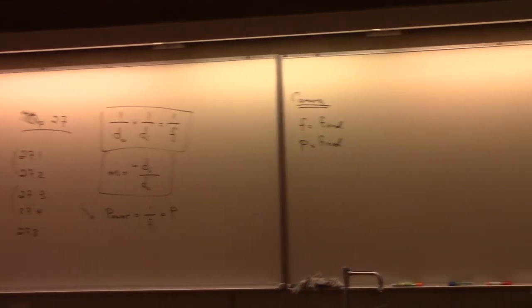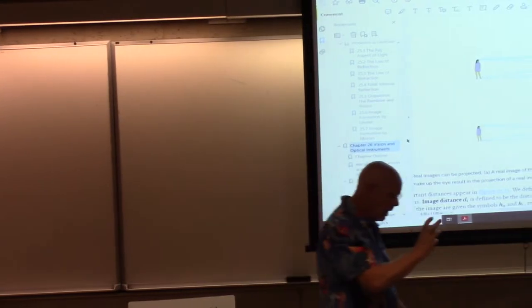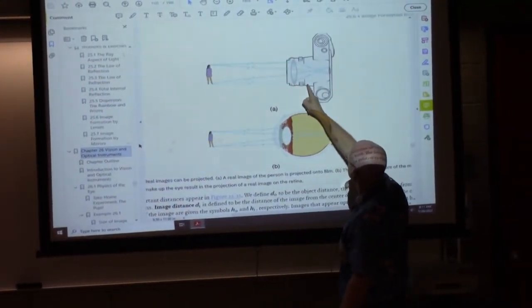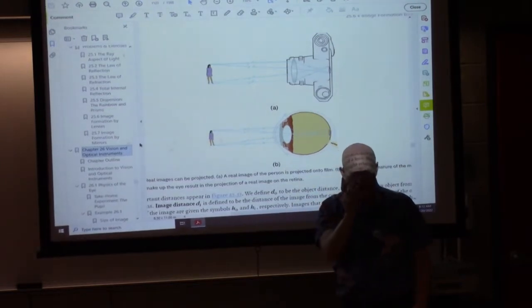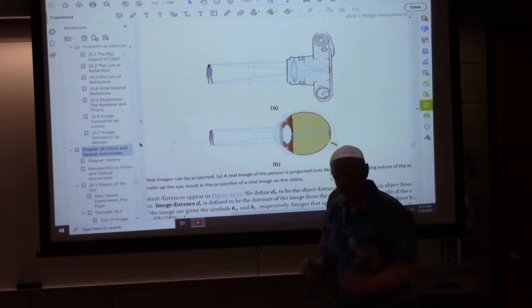And so if I was focusing my camera on that tree way out there, I would adjust the barrel of my camera that moves the lens in, and I would have a small distance for the image. The image distance is from the lens to the film or to the CCD array.